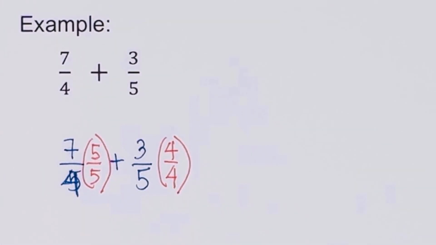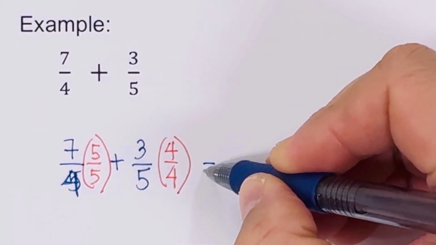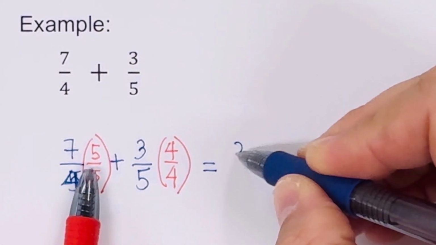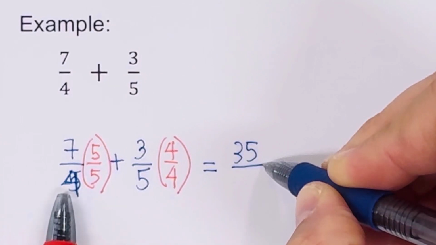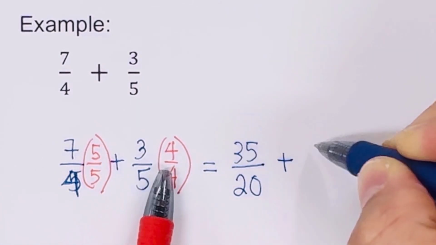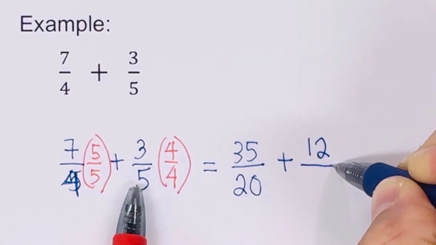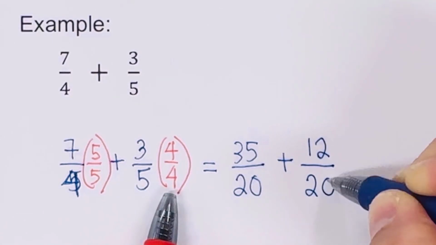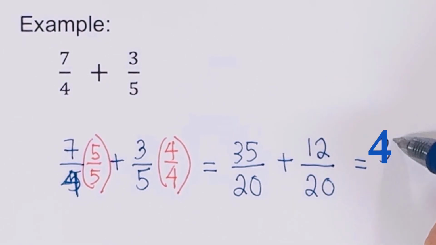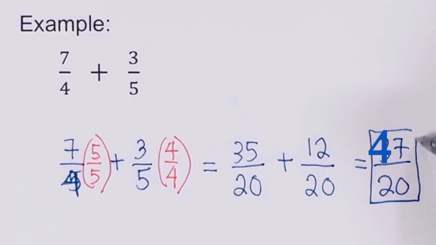So then we can go ahead and simplify this further. We have 7 times 5 is 35 over 4 times 5 is 20, plus 3 times 4 is 12 over 5 times 4 is 20. So we now have the same denominator. So this is 47 over 20. So this is the sum of these two fractions when added together.